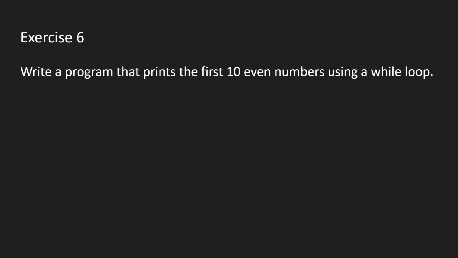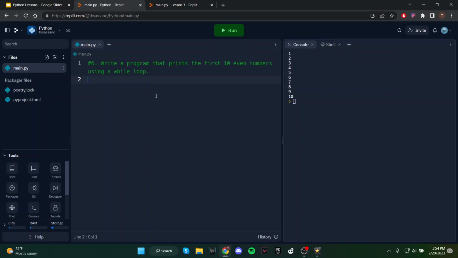Write a program that prints the first 10 even numbers using a while loop. So since we're printing the first 10 even numbers, we'll start num at 2. And while num, instead of 10, it's going to be 20. While num is less than or equal to 20, print num, and then instead of increasing by 1, we're increasing by 2, because we're going through the even numbers. If you run this, we'll get the first 10 even numbers, so 2 to 20.